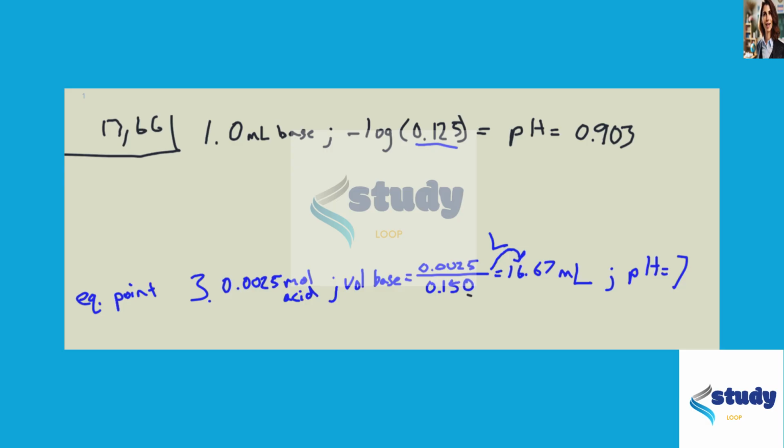Since we did the equivalence point, let's go back and add something roughly halfway in between, about 8 milliliters. So when we've added 8 milliliters of base, we can get the moles of base that we've added by multiplying the concentration times the volume. And if we do this multiplication, we get 0.0012 moles.